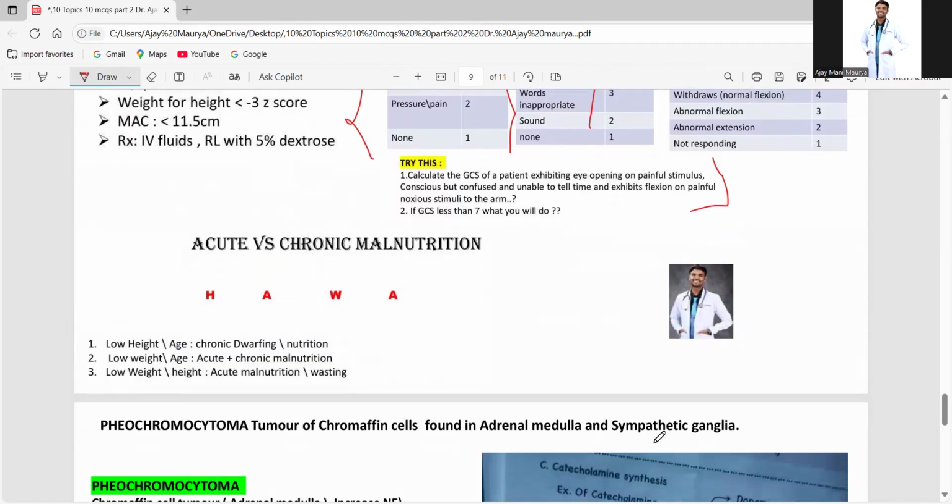See, and there is acute versus chronic malnutrition. You have to remember the examples here.